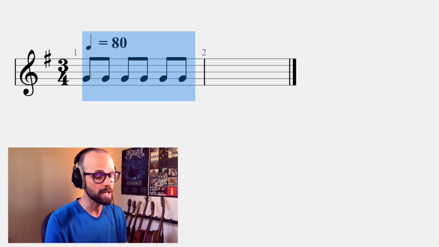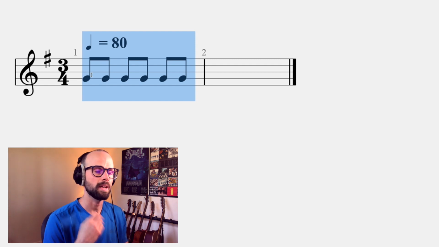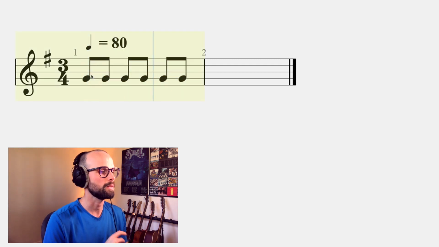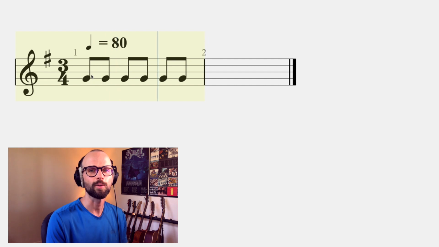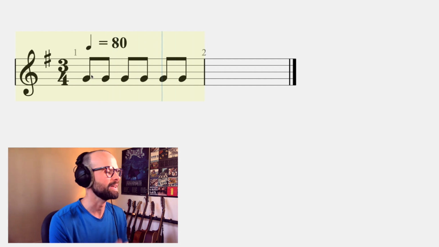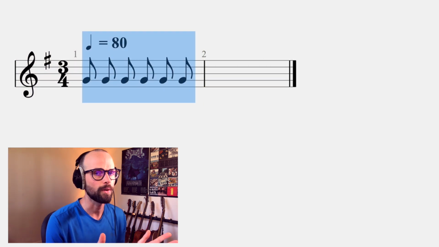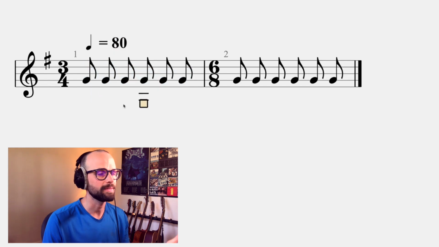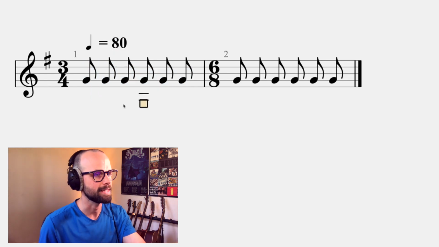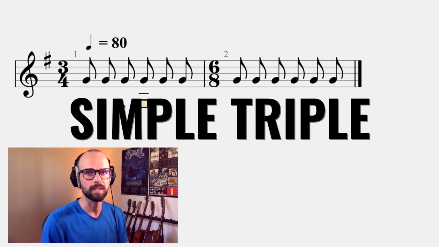We've got 3 quarter notes which are being split into their eighths. 1 and 2 and 3 and 1, 2, 3, 1 and 2 and 3 and 1 and 2 and 3 and like that. 3/4 has 6 eighth notes. So what's the difference between 3/4 and 6/8? On the face of it, nothing is different between 3/4 and 6/8, but 3/4 is an example of simple time.